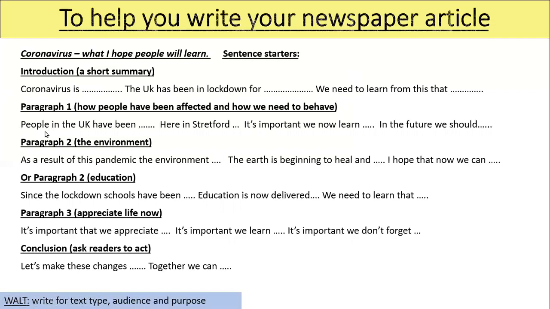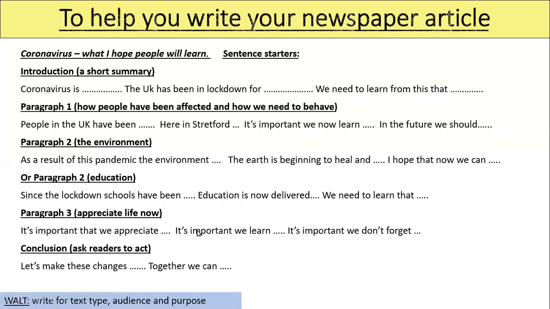Some sentence starters for paragraph 1 about how people have been affected. And we can make it nice and local and talk about what's been happening in Stretford, what we want people to learn and in the future. If you're going to write your paragraph on the environment, you can talk about how the earth is beginning to heal and what you hope people can do in the future. Or you might want to choose the paragraph on education and talk about how schools have been affected and how education is now delivered, and maybe what we can learn when we go back to school.